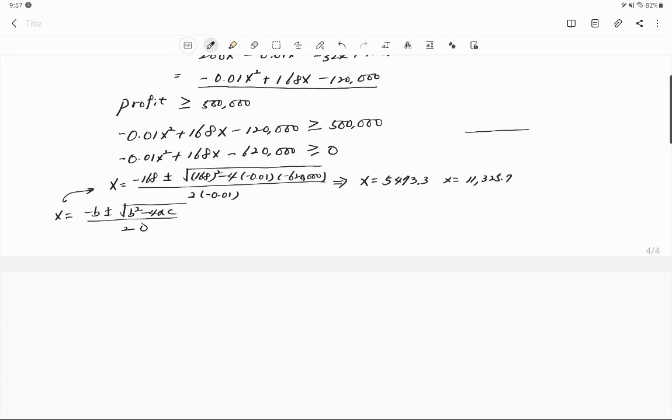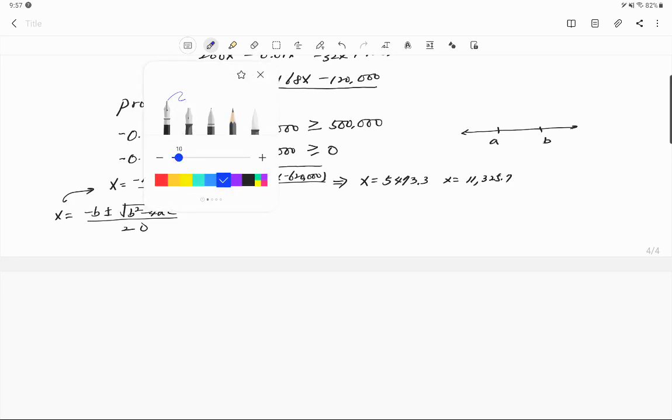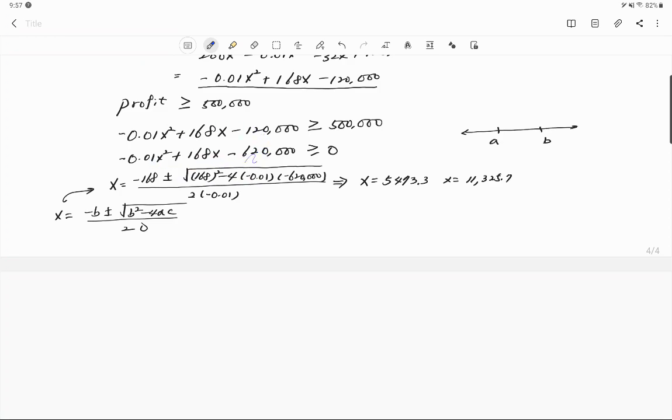So if you graph it like this, there are two values, a and b. In order for this to be greater than 0, there should be this interval. So the solution is between these two numbers. The number of units has to be an integer, right? So if you write it, it's going to include these two numbers.